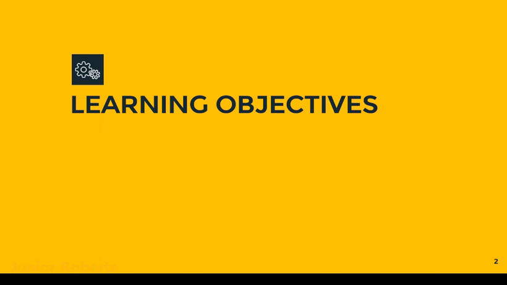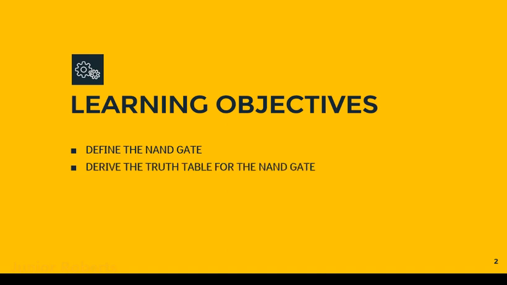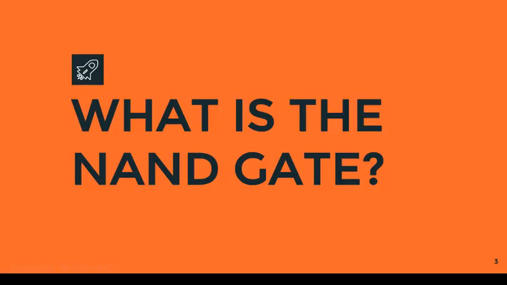Okay, so some learning objectives for this video. The first thing that we're going to be looking at is to define the NAND gate, derive the truth table for the NAND gate, and formulate a Boolean expression for the NAND gate. So as usual, we're going to start out by figuring out what is the NAND gate.